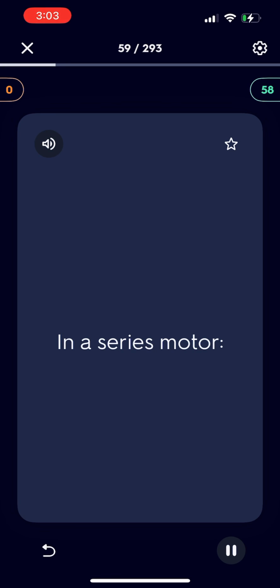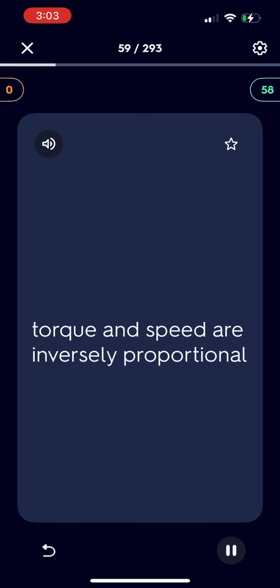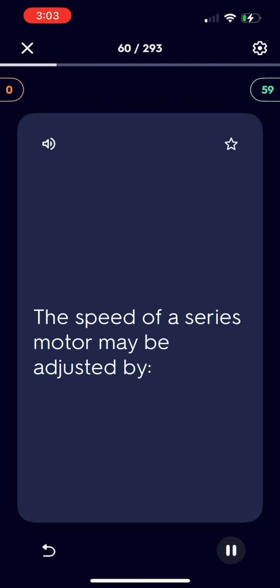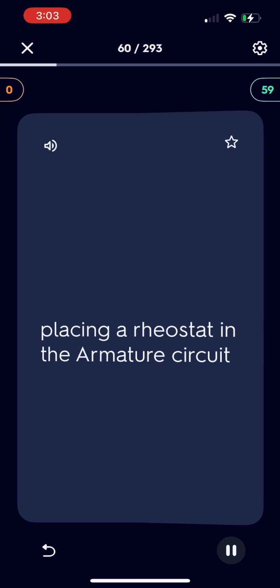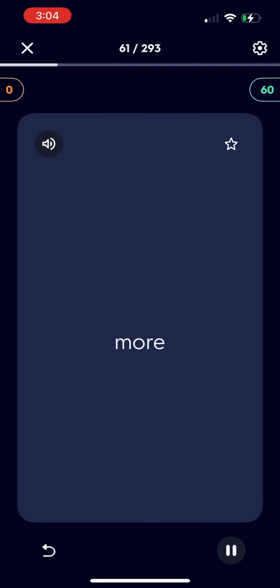In a series motor, torque and speed are inversely proportional. The speed of a series motor may be adjusted by placing a rheostat in the armature circuit. The cumulative compound motor produces blank torque than a shunt motor. More.